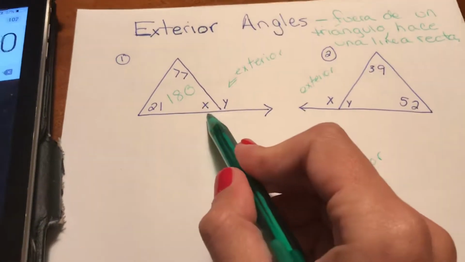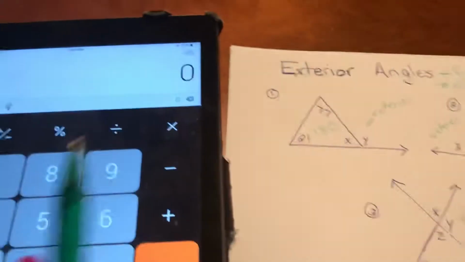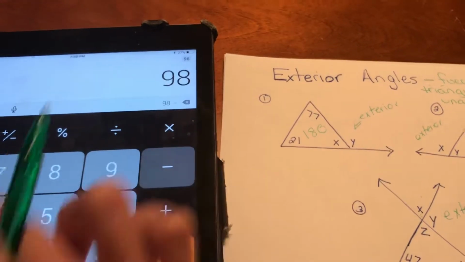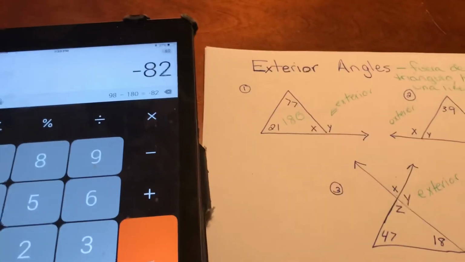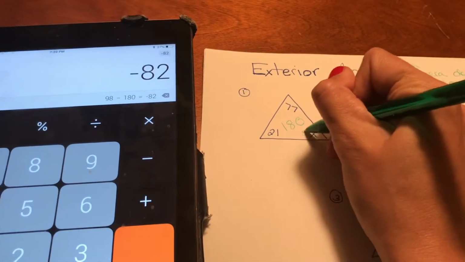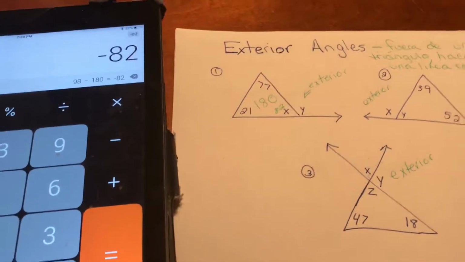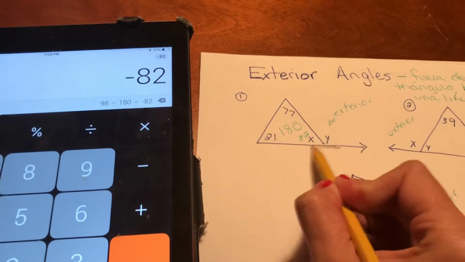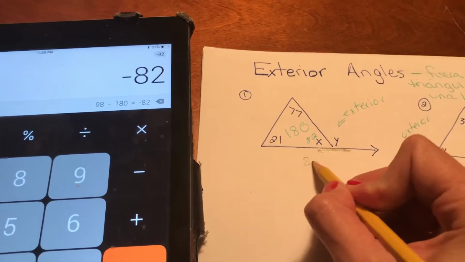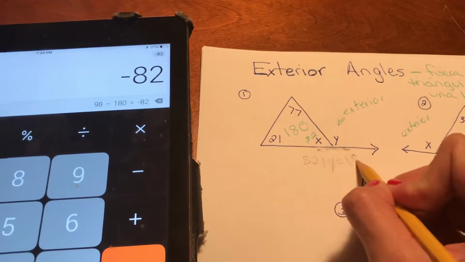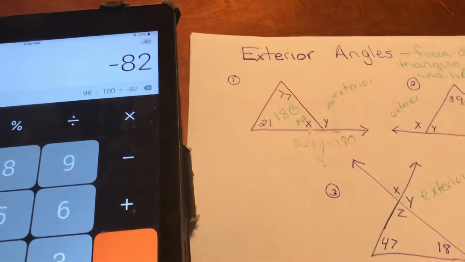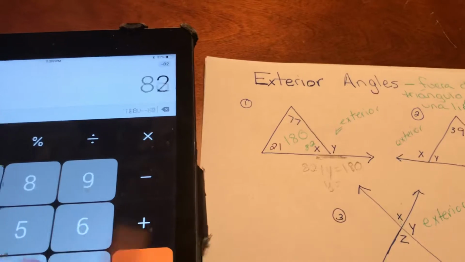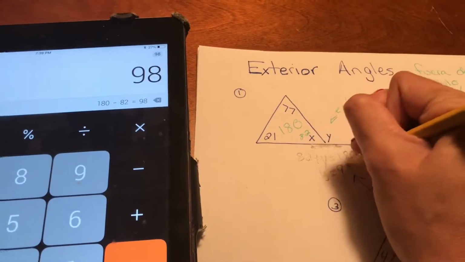So the first thing I'm going to do is figure out X. I'm going to add 21 and 77 together, and that gives me 98, and I'm going to subtract that from 180, and that gives me 82. So this angle here is going to be 82 degrees. Once I know that, here I have a straight line, so I know that 82 plus y has to equal 180. And when I subtract the 82 from 180, 180 minus 82, I get 98.